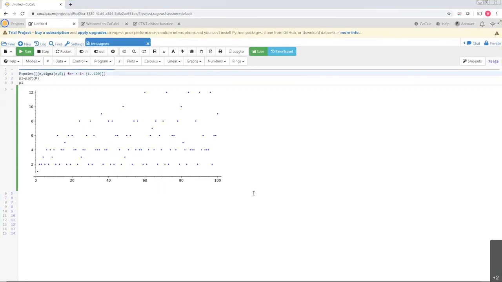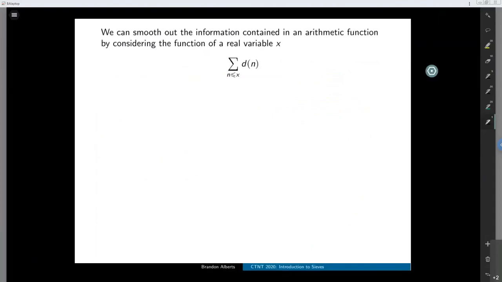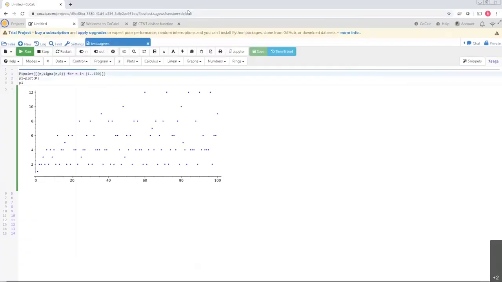One of the ways that we can address this and study arithmetic functions using analytic techniques is we want to take this type of function and smooth it out. So let me go back for 1 second, go to the next slide here. So we're going to smooth out our arithmetic function. Rather than just studying the values of the function itself, we're going to take a sum of all the values below x, and think of that as a function of a real number. So why is this going to smooth out our graph? Well, the function d of n is always a positive number. And so every time we add more positive numbers, the only thing that can happen is that it will go up.